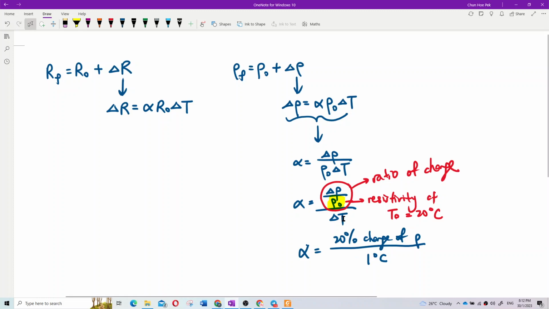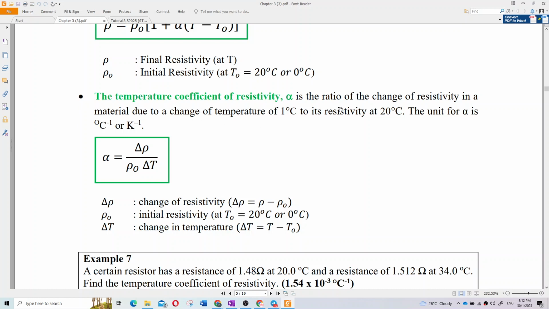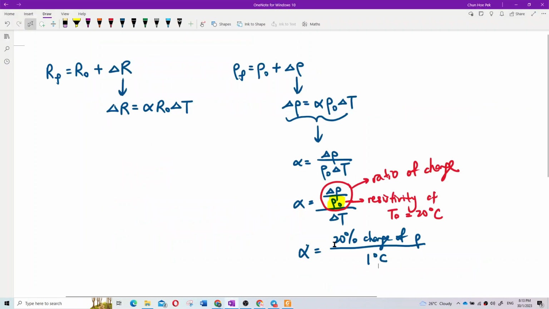Okay, 20% change. It's a ratio of change when comparing the change to the resistivity at 20 degrees Celsius. This is what it means by the statement below here: ratio of change of resistivity due to a change of temperature compared to the resistivity at 20 degrees Celsius. This is what I mean by the R naught here. R naught is the initial resistivity when the initial temperature is 20 degrees Celsius or 0 degrees Celsius. Actually, there are two temperatures. I will explain more about this.